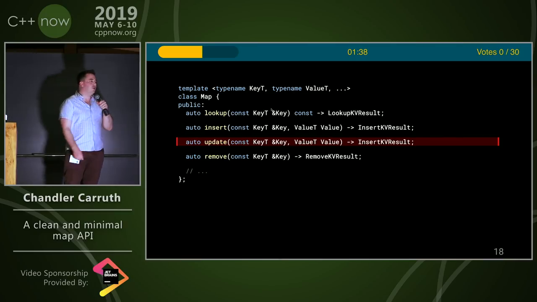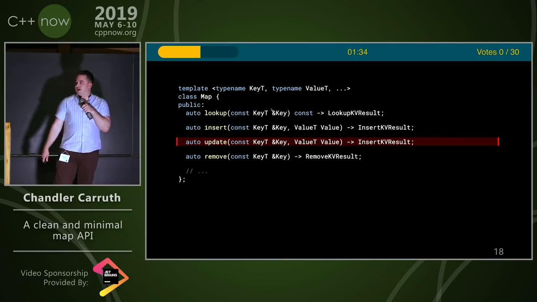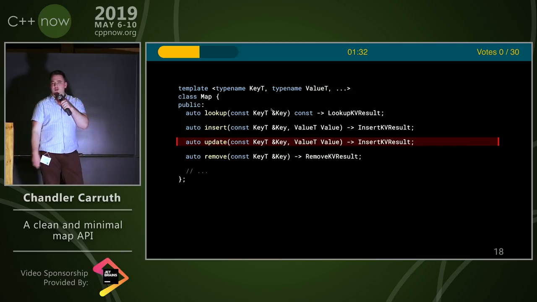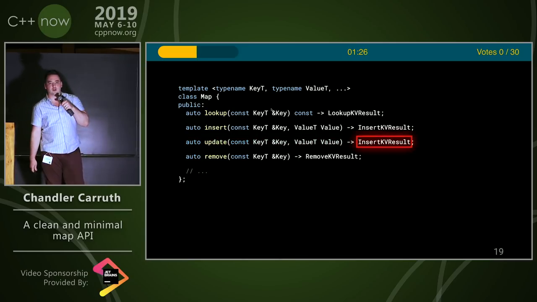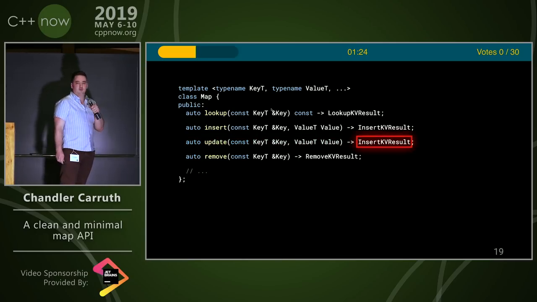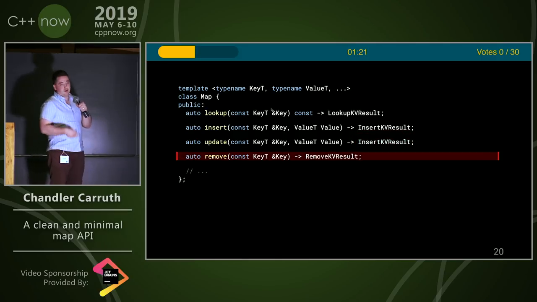Update is interesting because we don't usually have update on our map types in C++, which I really, really dislike. What update does is it inserts if it's not in the map, but if it is in the map, it updates the value anyways. Now, interestingly, this still returns an insert result because we actually want the same set of information from insert. We want to know, did we actually insert it? And we need the key and the value.